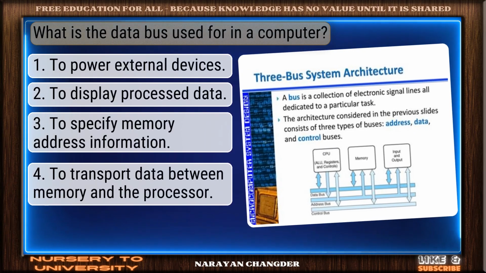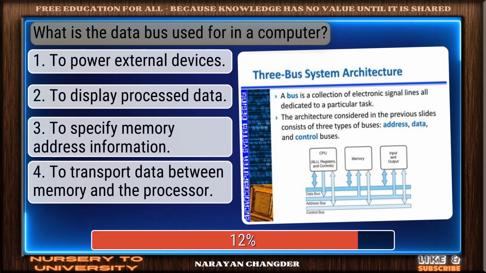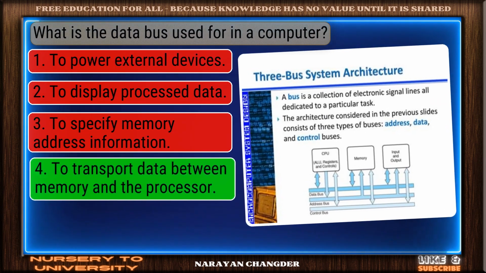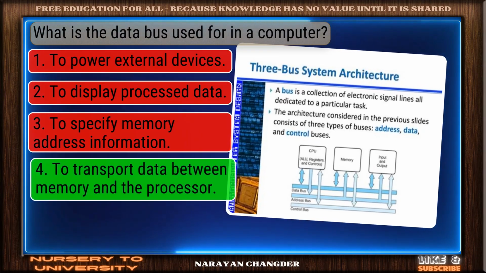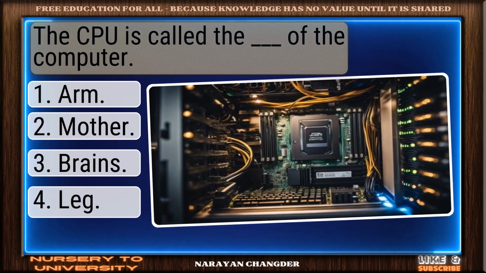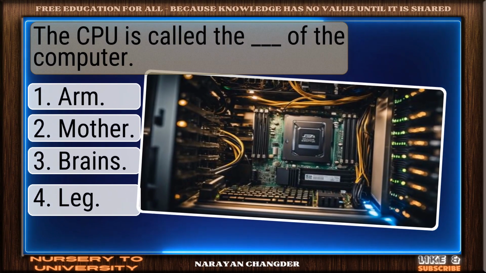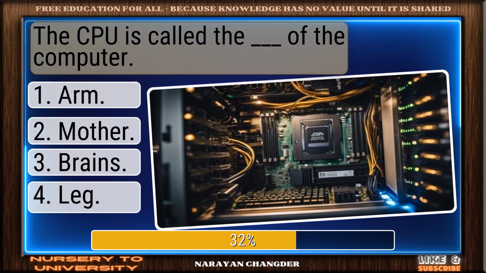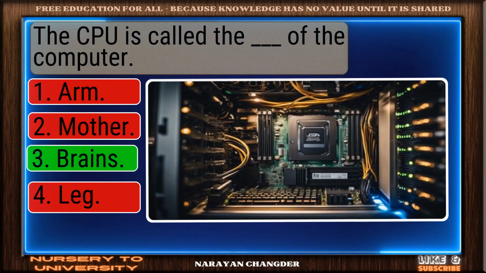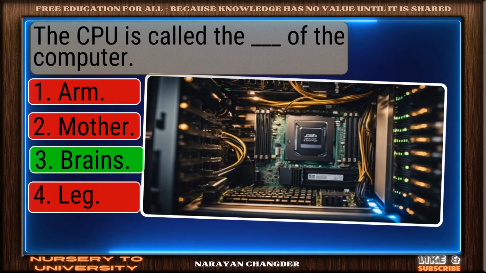Question number 29. What is the data bus used for in a computer? Well picked. To transport data between memory and the processor is the correct answer. Question number 30. The CPU is called the dash of the computer. Good job. Your answer, brains, works well here.